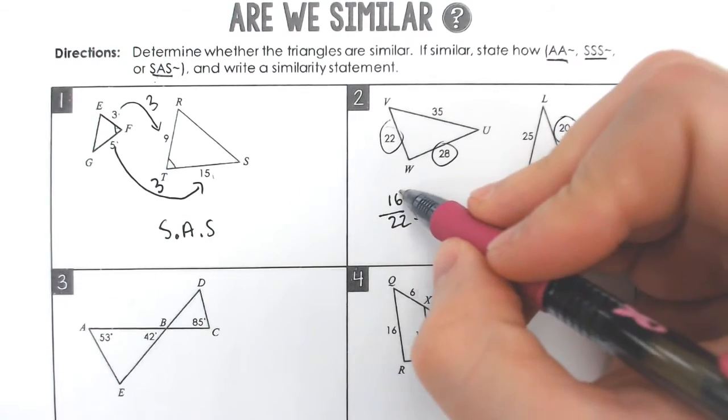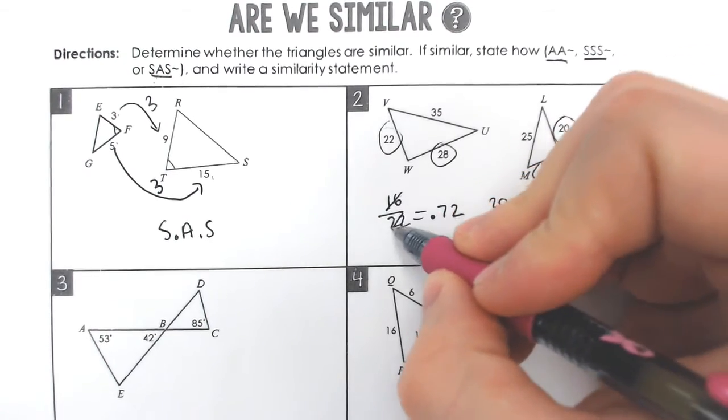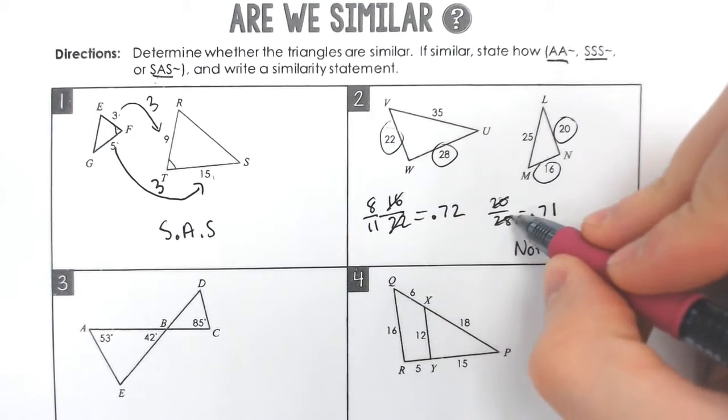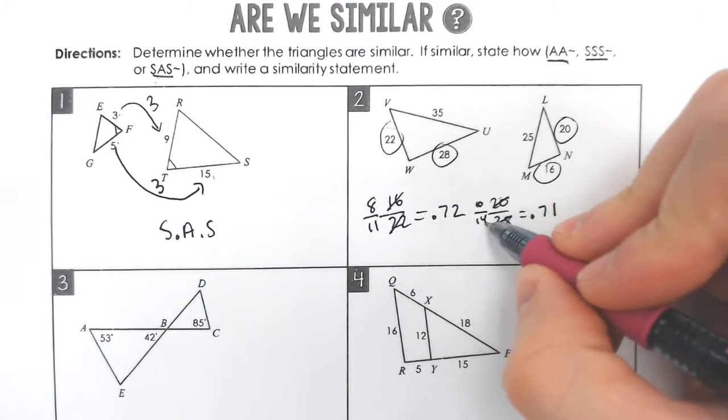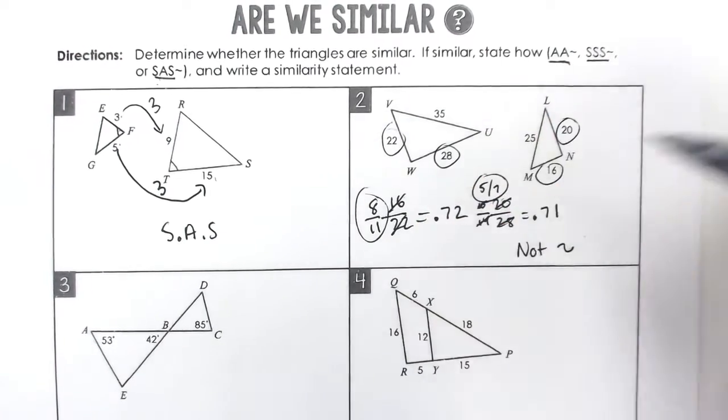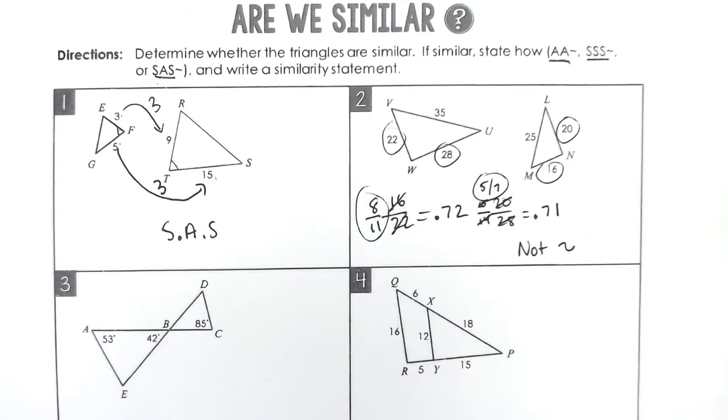And if you simplified this fraction, if you divide both of these by 2, you get 8 over 11. But if you divide both of these by 2, you get 10 over 14, which is 5 over 7. They're just not the same fraction when you simplify them. And simplifying the fraction is the same thing as dividing in a way.